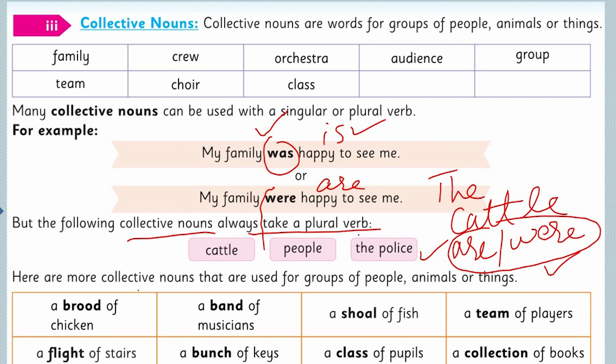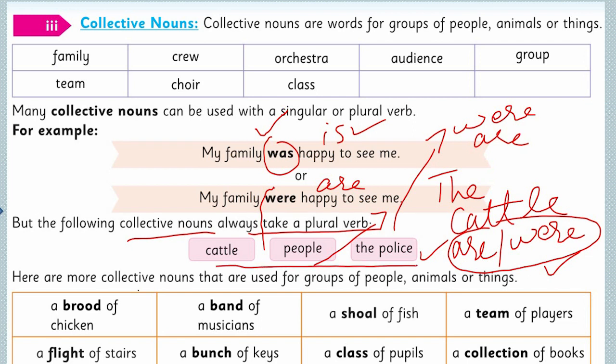The people were, we cannot use the people is, it's wrong. The police were or are. The people were or are. But here it can go both. Was and were can go both with the family.